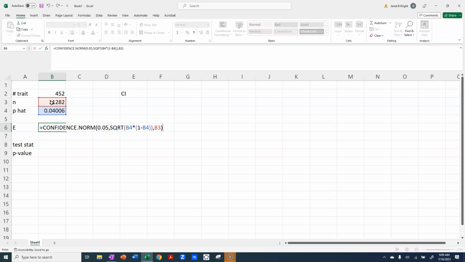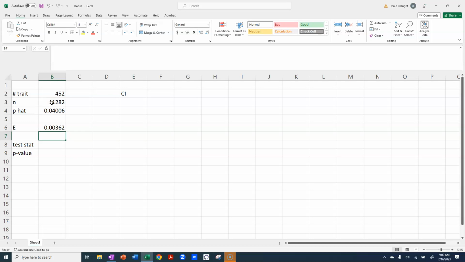Cell referencing here is super helpful in case you make a mistake somewhere early on. If you have everything cell referenced, it'll auto update. If you type things in manually, you have to update every place where you made that error. So moral of the story, don't make an error and you're good, okay? So there we go. We have our margin of error.